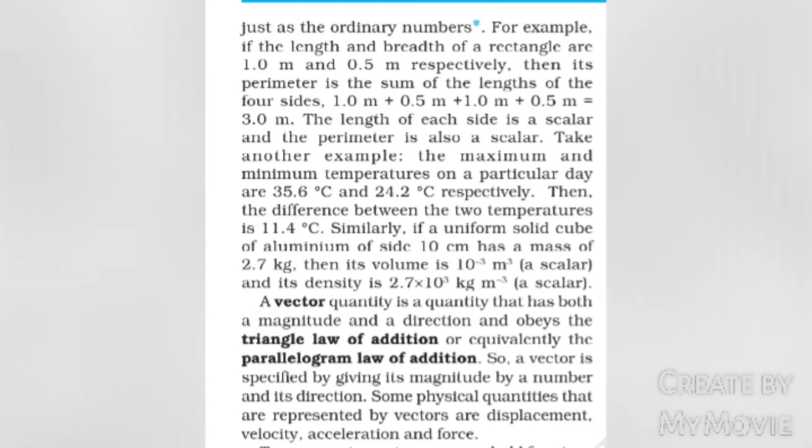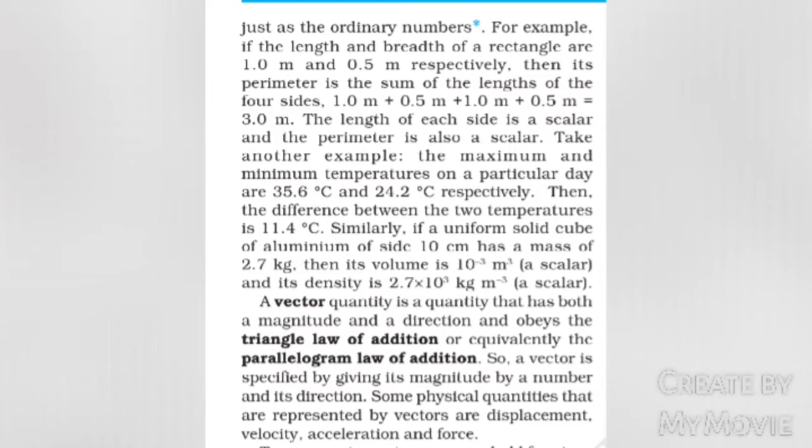For example, if the length and breadth of a rectangle are 1.0 meter and 0.5 meter respectively, then its perimeter is the sum of the lengths of the four sides, that is 1.0 meter plus 0.5 meter plus 1.0 meter plus 0.5 meter, which equals 3.0 meter. The length of each side is a scalar and the perimeter is also a scalar.